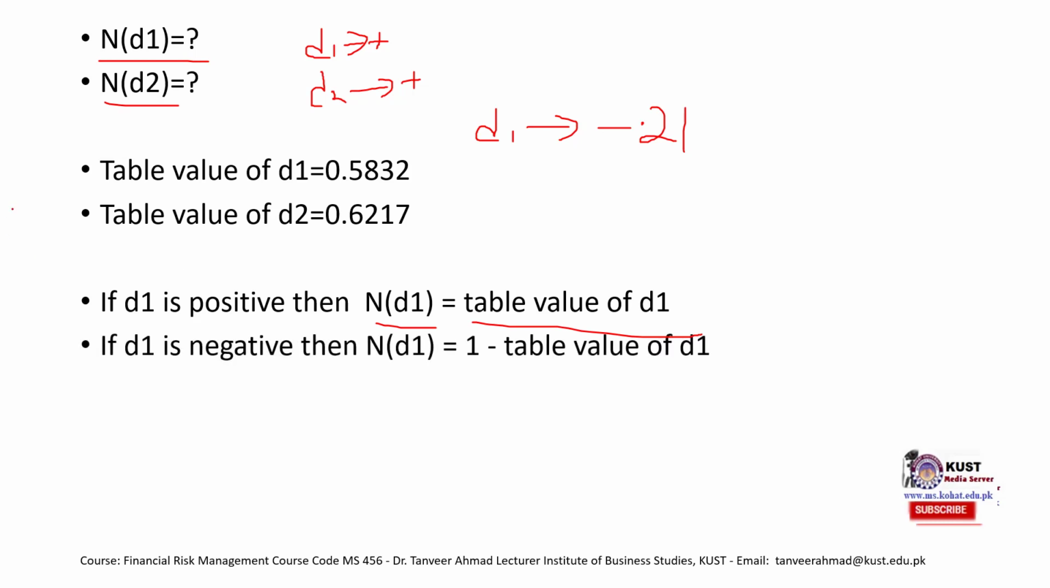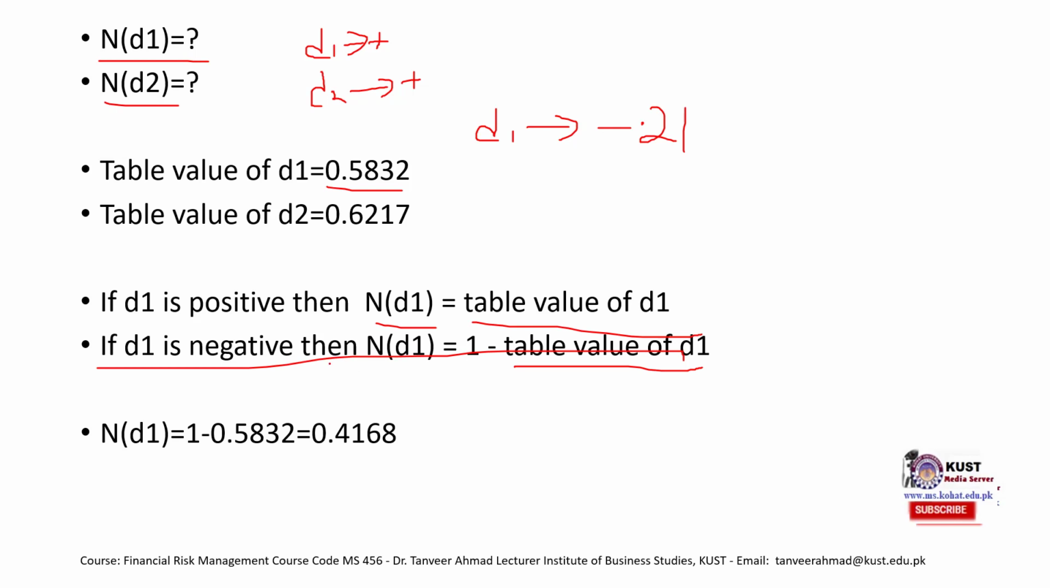For that, if D1 is negative, then ND1 is equal to 1 minus the table value of D1. So in case of D1 and D2, they both were negative. So in case of negative value, to find ND1, we would have to use this equation. So ND1 would be equal to 1 minus the table value of D1, which would be this value, and ND2 is equal to 1 minus the table value of D2. It would be this value.